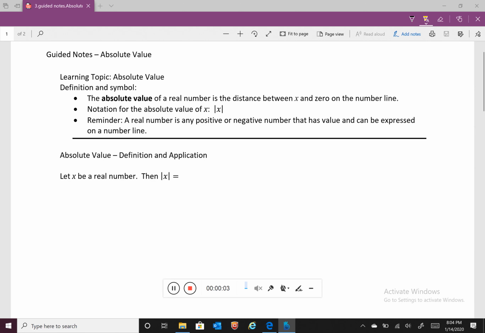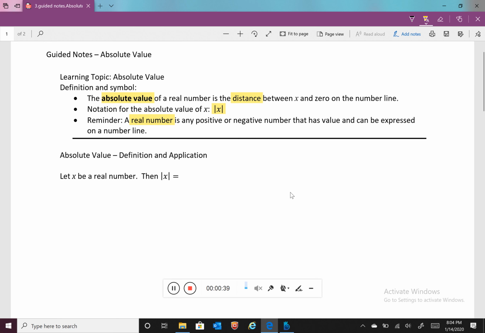Learning topic, absolute value. The absolute value of a real number is the distance between x and 0 on the number line. And the symbol for absolute value is the absolute value vertical bars with the x inside. Now remember, x could also be an expression, so we've got to make sure that we're keeping our mind open there. Reminder, because we're going to need this again today, a real number is any positive or negative number that has value and can be expressed on a number line.